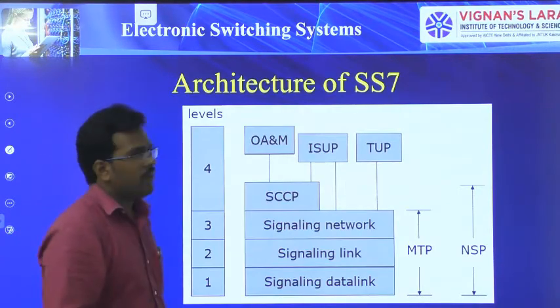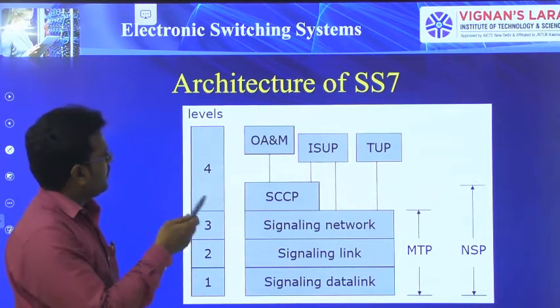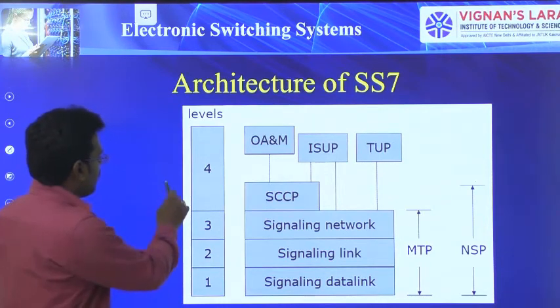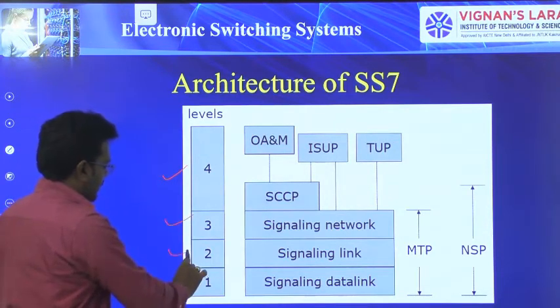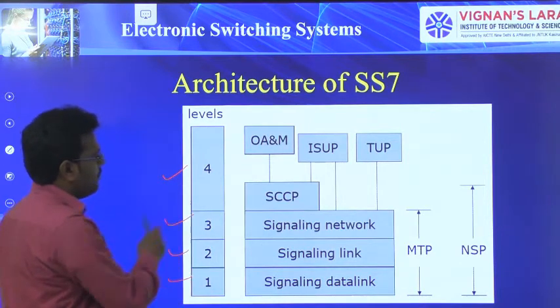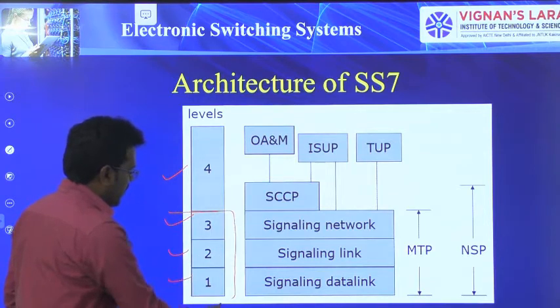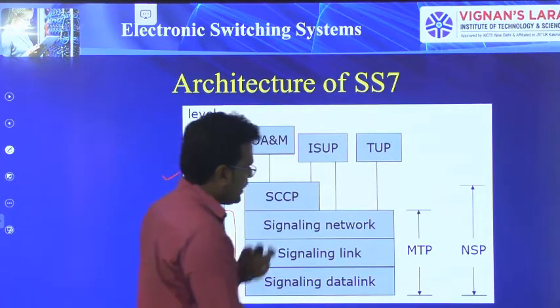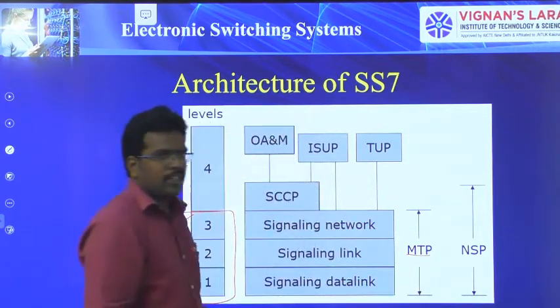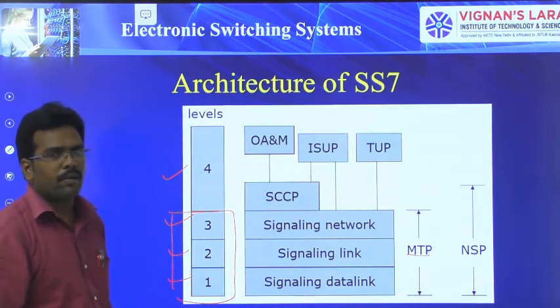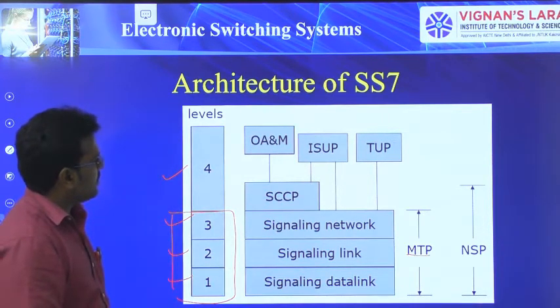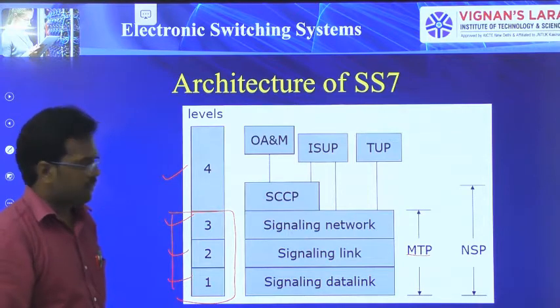And this is the architecture of SS7. If you see here, it contains totally 4 levels: level 1, level 2, level 3 and level 4. The first three levels are combinedly called MTP, message transfer part. Now we'll discuss these levels in detail one by one.